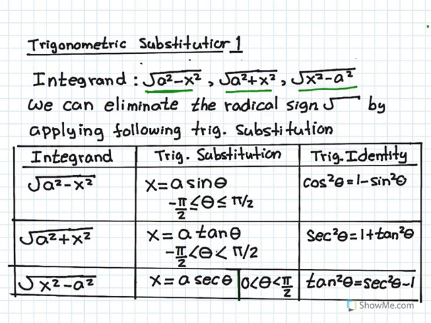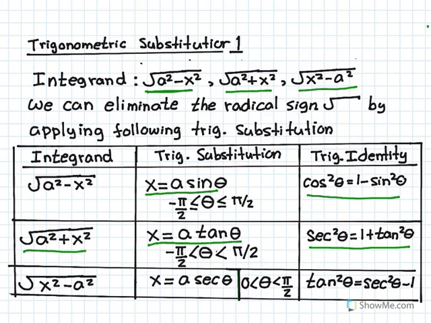If your integrand has root of a squared minus x squared in it, you would apply x is equal to a sine theta, and we would apply the trigonometric identity cosine squared theta plus sine squared theta is equal to 1. By applying this trig identity, we can essentially get rid of the radical and solve the integral. If your integrand involves root of a squared plus x squared, you would apply the trig substitution x is equal to a tan theta and use the trig identity 1 plus tan squared theta is equal to secant squared theta. And again, using this trig identity enables us to get rid of the radical and solve the integral.